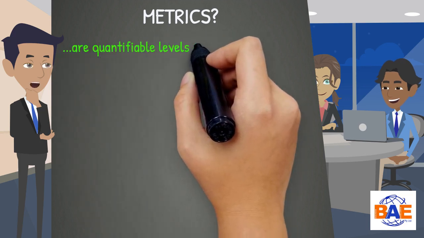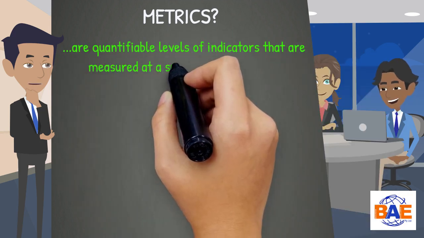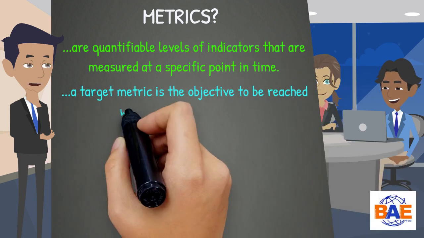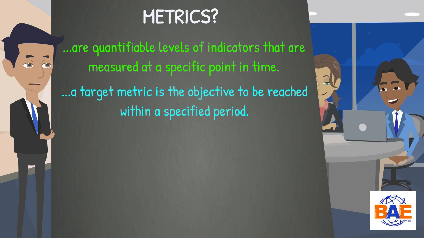Metrics are quantifiable levels of indicators that are measured at a specific point in time. A target metric is the objective to be reached within a specified period. In setting a metric for an indicator, it is important to have a clear understanding of the baseline starting point, resources that can be devoted to improving the factors covered by the indicator, and political concerns.